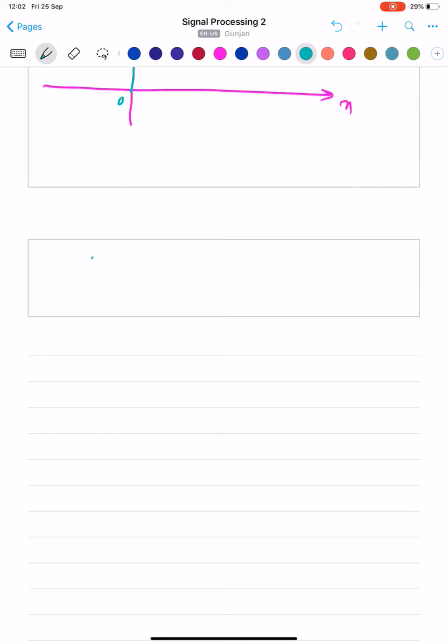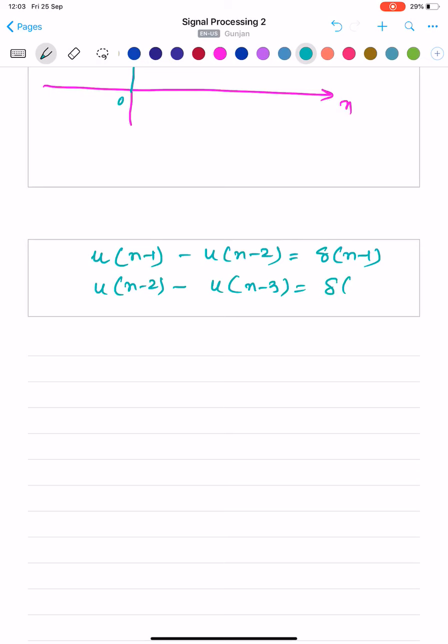So if you subtract these two, then you can see that it will be equal to delta n minus 1, and so on.